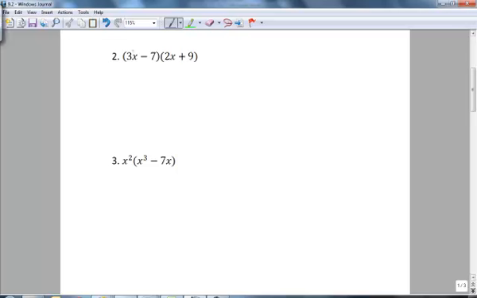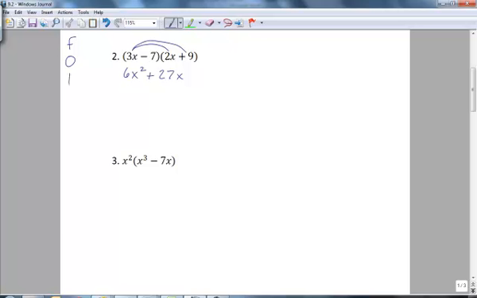Okay, number 2. If you notice, it's a binomial times a binomial. Whenever you see a binomial times a binomial, we're going to FOIL. The F stands for firsts. So that would be 3x times 2x, and that's 6x squared. 3 times 2 is 6, x times x is x squared. O comes next, that stands for outers. 3x times 9 is 27x.